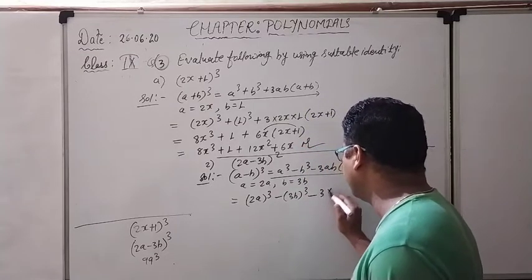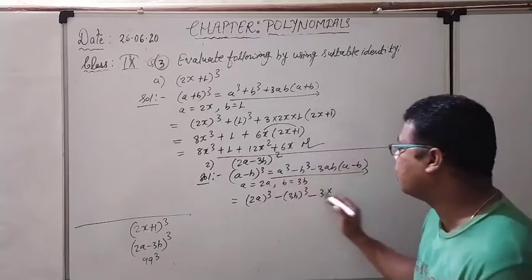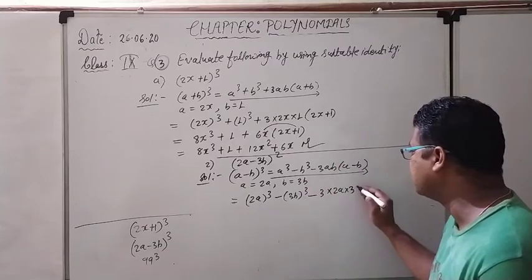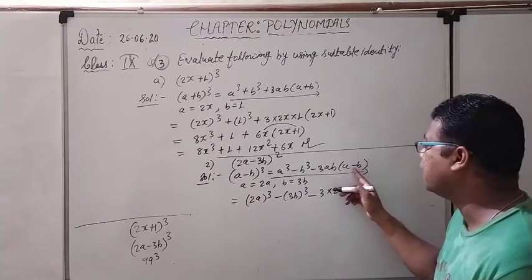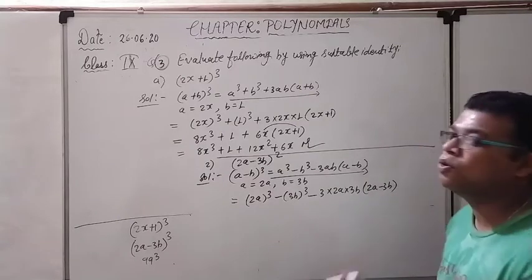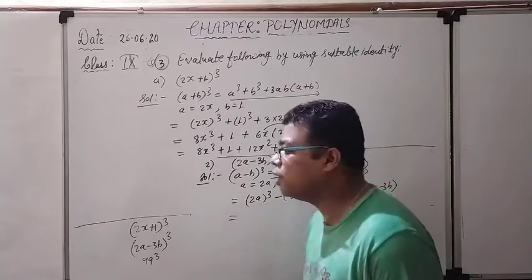minus 3ab means 3 into a. What is there in place of a? Actually 2a is there. Into b. What is there in place of b? 3b is there. And after that inside the bracket a minus b means same thing, 2a minus 3b. First put the values properly. After that go for the calculation.